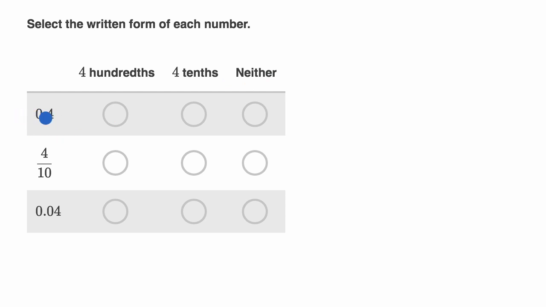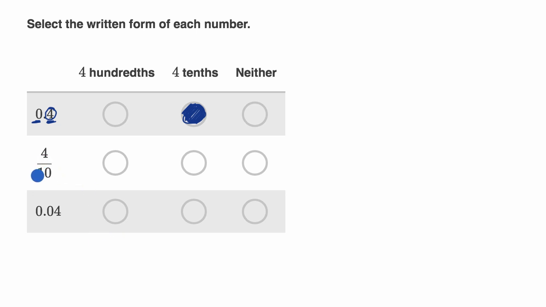Okay, so this first number right over here, we have no ones, and then as we go one space to the right of the decimal, this is the tenths place, and it's clear we have 4 of those tenths. So this right over here is 4/10ths. So that is this choice right here, so I'll shade it in. If you're doing this on Khan Academy, you would just click there and it would fill in.